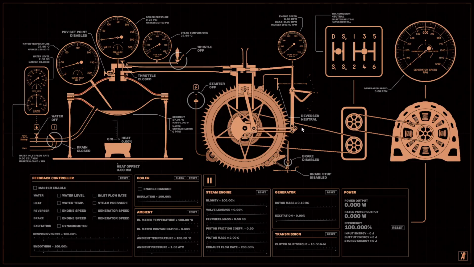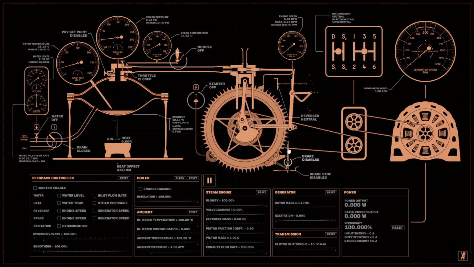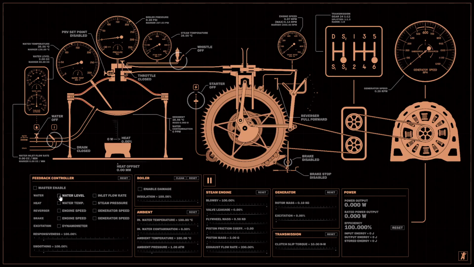Alright. So now the first thing we're going to do is back this up a little bit. Hit the brake. And put this in 6.3. So it's gear 24. Put it in its highest gear ratio. And then over here on the feedback controller, set water level and turn master enable, and let this fill all the way up.